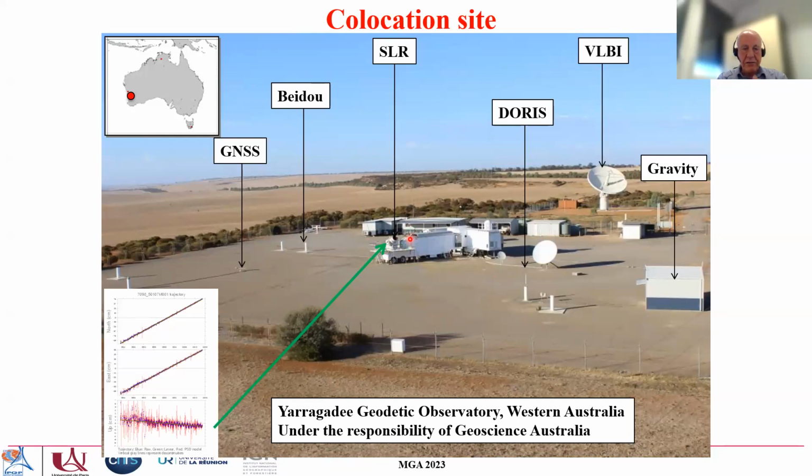In addition to space geodesy input data, in order to be able to compute the ITRF, we need what we call local surveys, which means the differential coordinates between the reference points of the different instruments at collocation sites. This is crucial information that is necessary for us in order to connect the techniques together and to compute the ITRF.